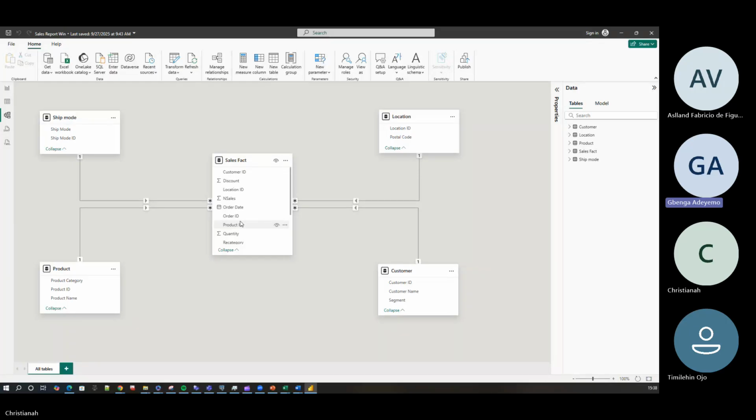Do you understand what a snowflake schema is, guys? Does it make sense to you?